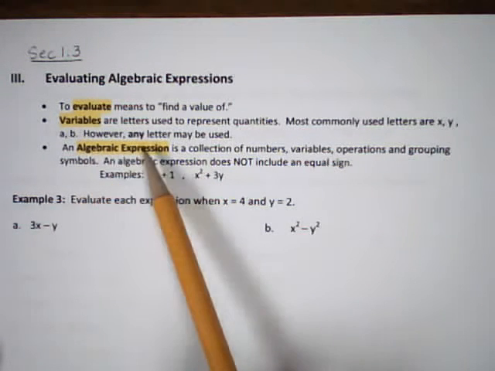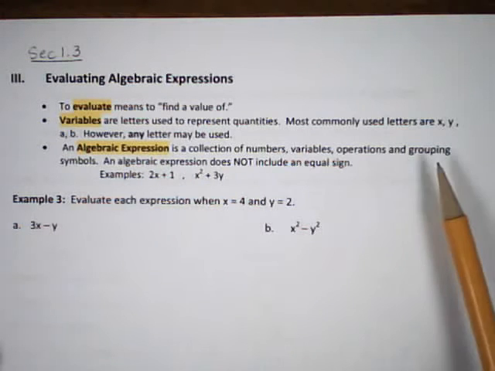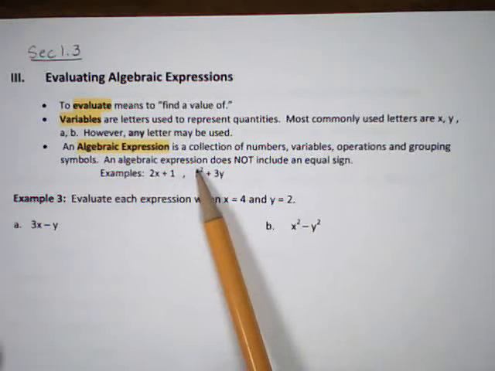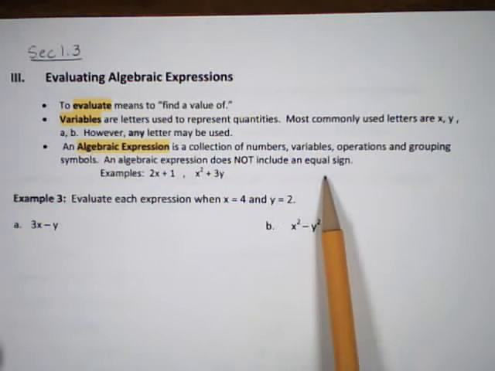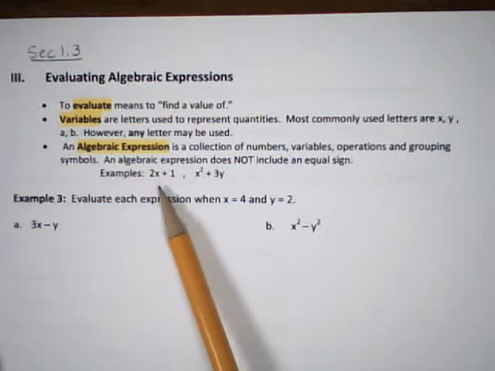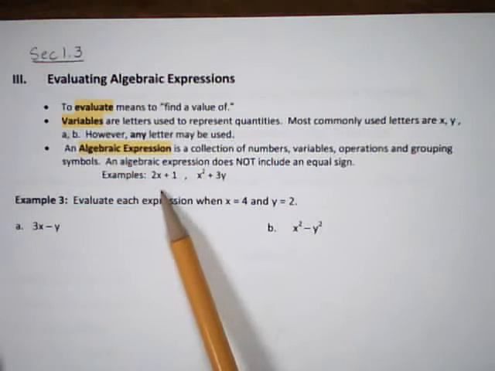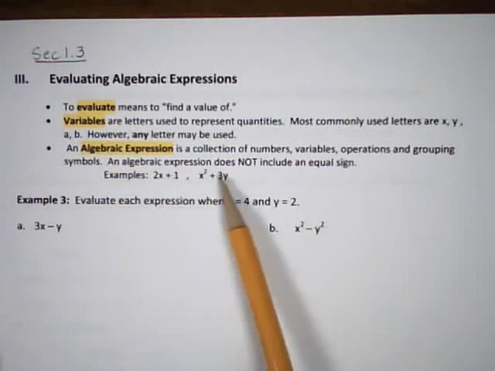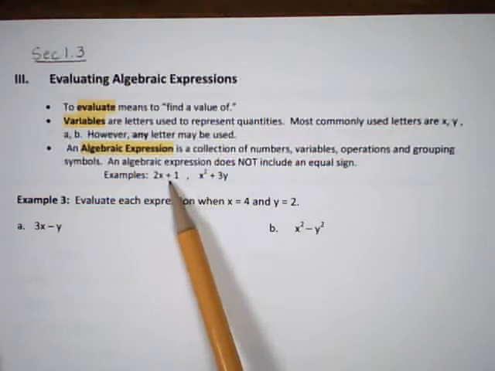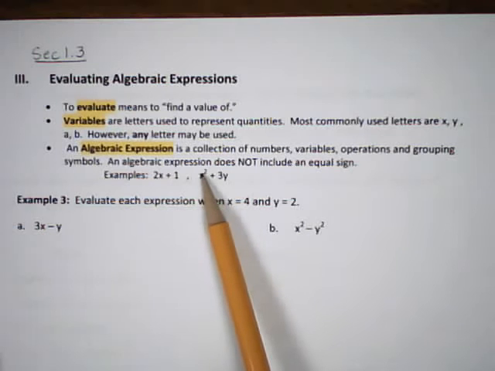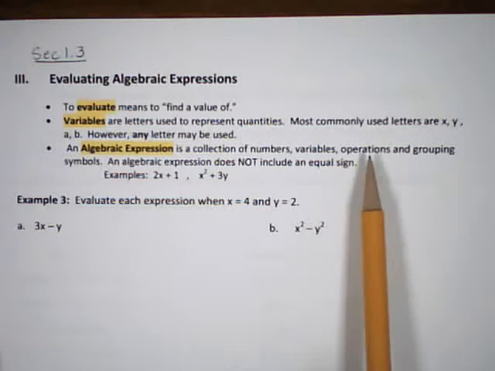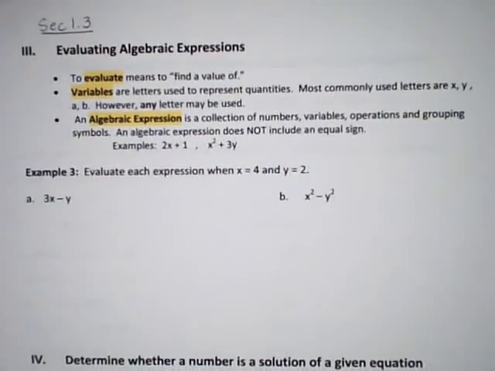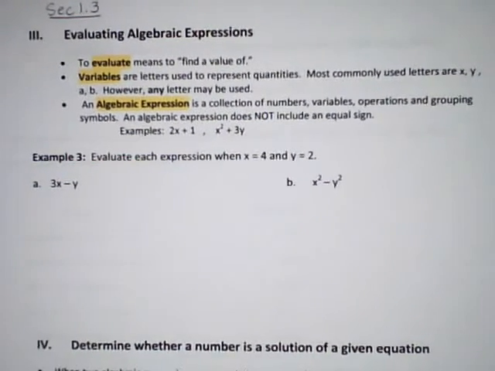An algebraic expression is a collection of numbers, variables, operations, and grouping symbols. An algebraic expression does not include an equal sign. Here are some examples. 2x plus 1 is an algebraic expression. x squared plus 3y is an algebraic expression. So we see multiplication, we see addition, and in this problem we see exponents, so it could be any type of operation or grouping symbol. What you will have to do in this section is evaluate an algebraic expression.